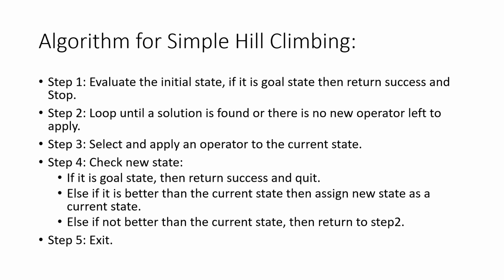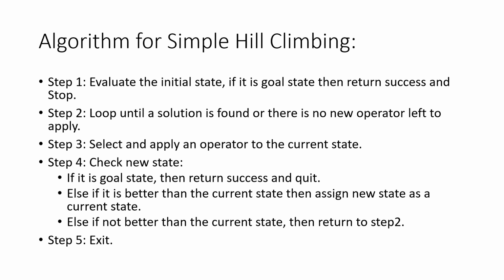In the case of TSP, if the initial route is the destination city, then it will stop. So hill climbing may succeed immediately if we start at a good position. Then we have a loop until a solution is found and there is no new operator left to apply. That means the algorithm enters a loop and keeps running until a goal is found or no better move is possible.